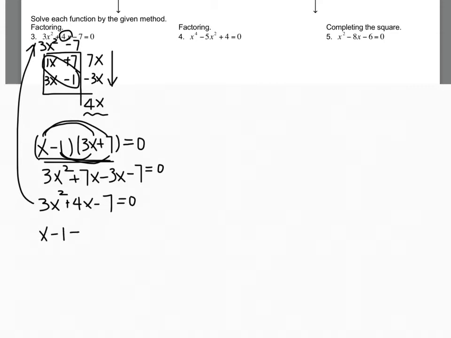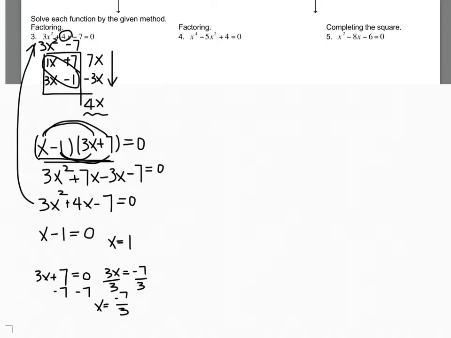Now all I have to do is set each of the factors equal to 0 and then solve for x. So x minus 1 equals 0, my x should be +1. 3x plus 7 equals 0. Subtract 7 from both sides. We have 3x equals -7. Divide both sides by 3. That gives us x equal to -7/3. So our solutions for number 1 would be x equals 1, x equals -7/3.